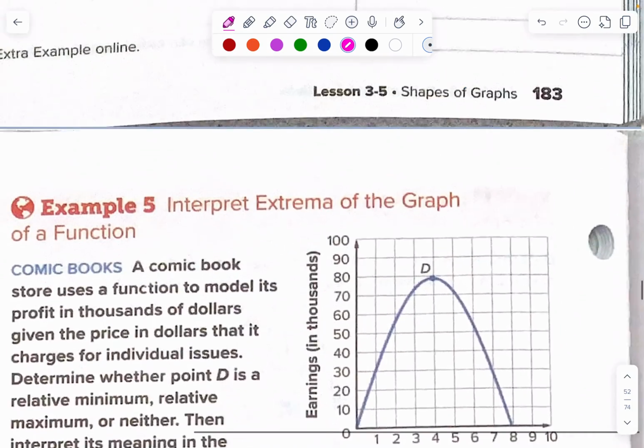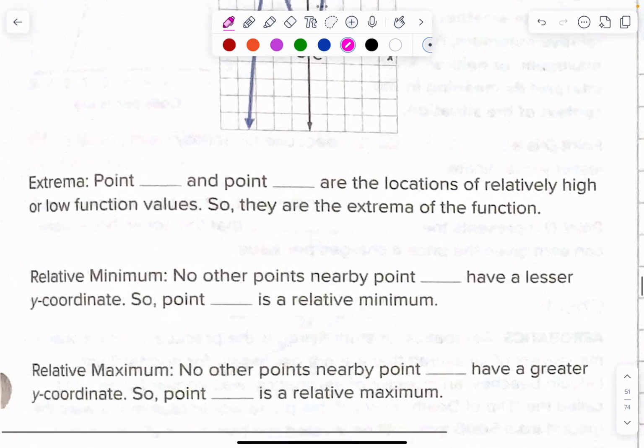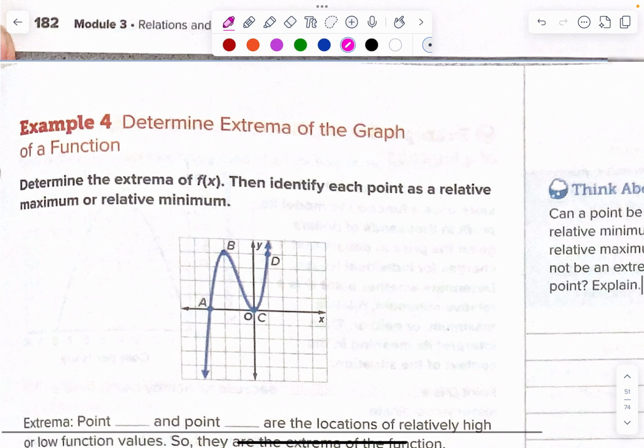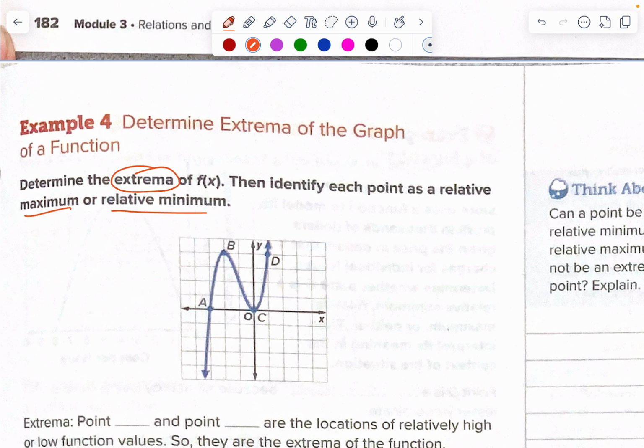We'll do a check, actually. We'll stop after example 4. Sorry, I'm making you dizzy. It says determine the extrema. Extrema, again, are those maximums and minimums of f of x. Then identify each point as a relative max or a relative min.